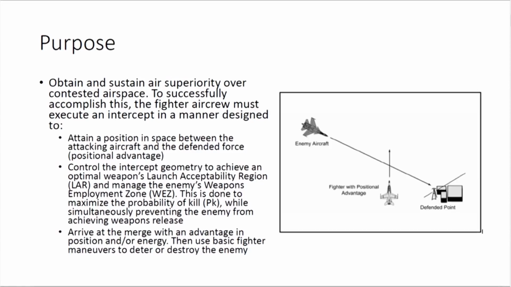The other goal of the intercept is to control the geometry of the intercept in such a way that it aids us in achieving an acceptable launch parameter, while at the same time denying the enemy from achieving a successful launch parameter. And we want to arrive at the merge with an advantage either in position and/or energy. And from that point on, it's basic fighter maneuvers to destroy or deter the enemy. So that's the overall purpose of an air-to-air intercept.